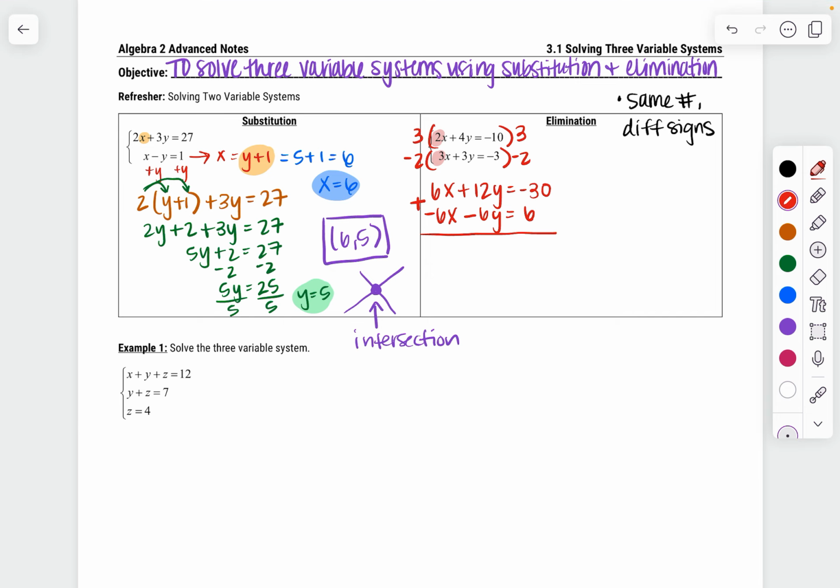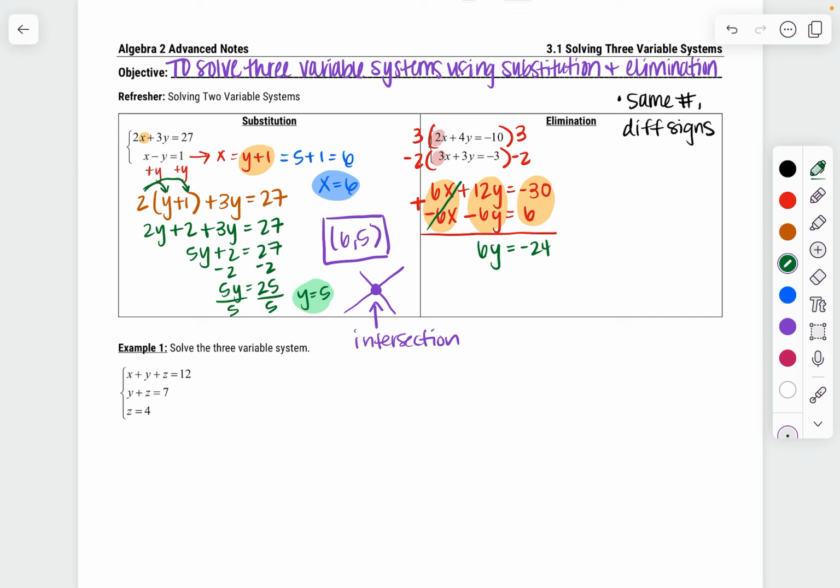So what that means is we're basically going to combine vertically. All of the x's are going to get combined with x's, all of the y's with y's, the constants with constants. So hopefully, after you've done your round of multiplying things by other values, you should get something that gets eliminated. In this case, the -6 and the +6 will cancel each other out, and I will be left with 12 minus 6 is 6y, and -30 plus 6 is -24.